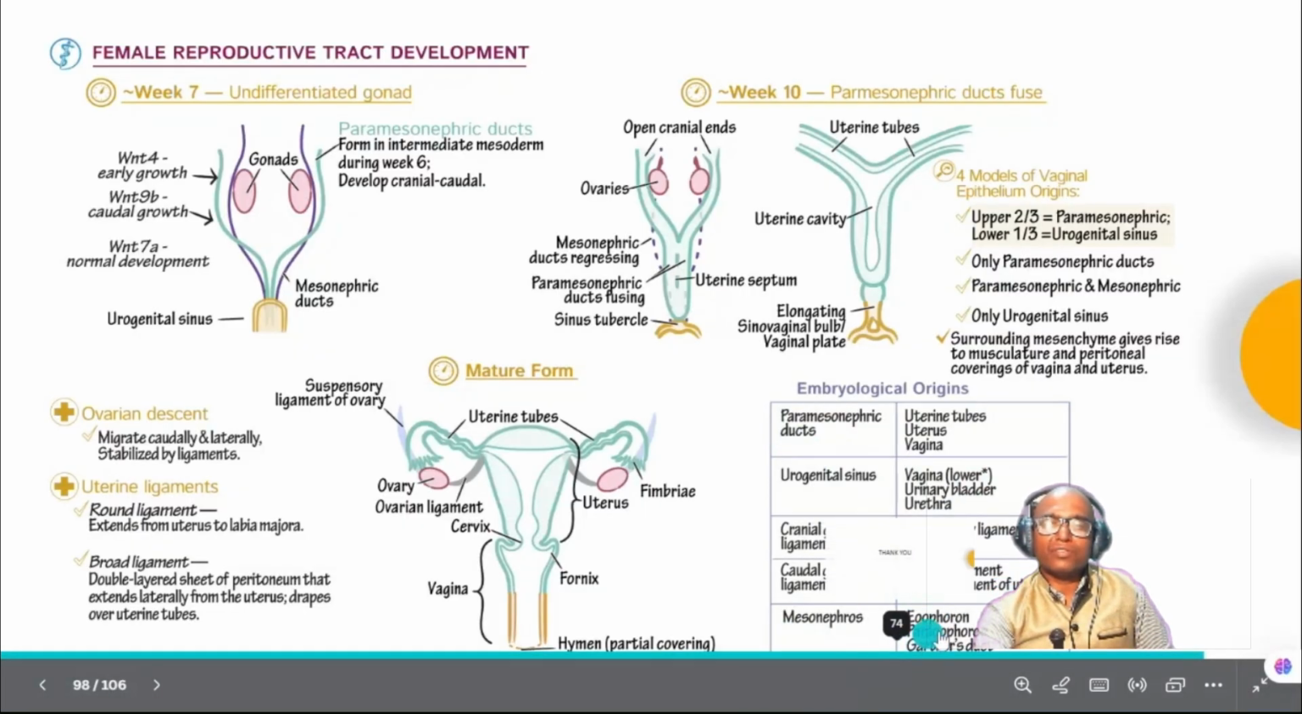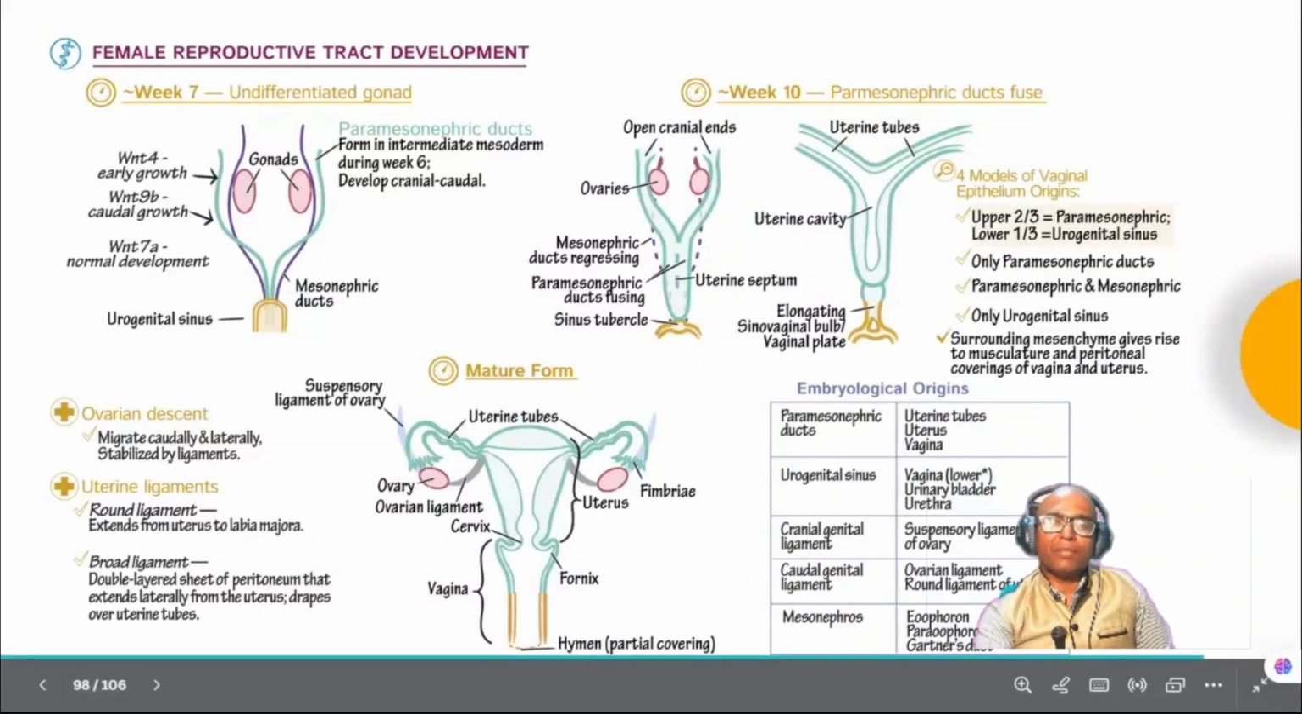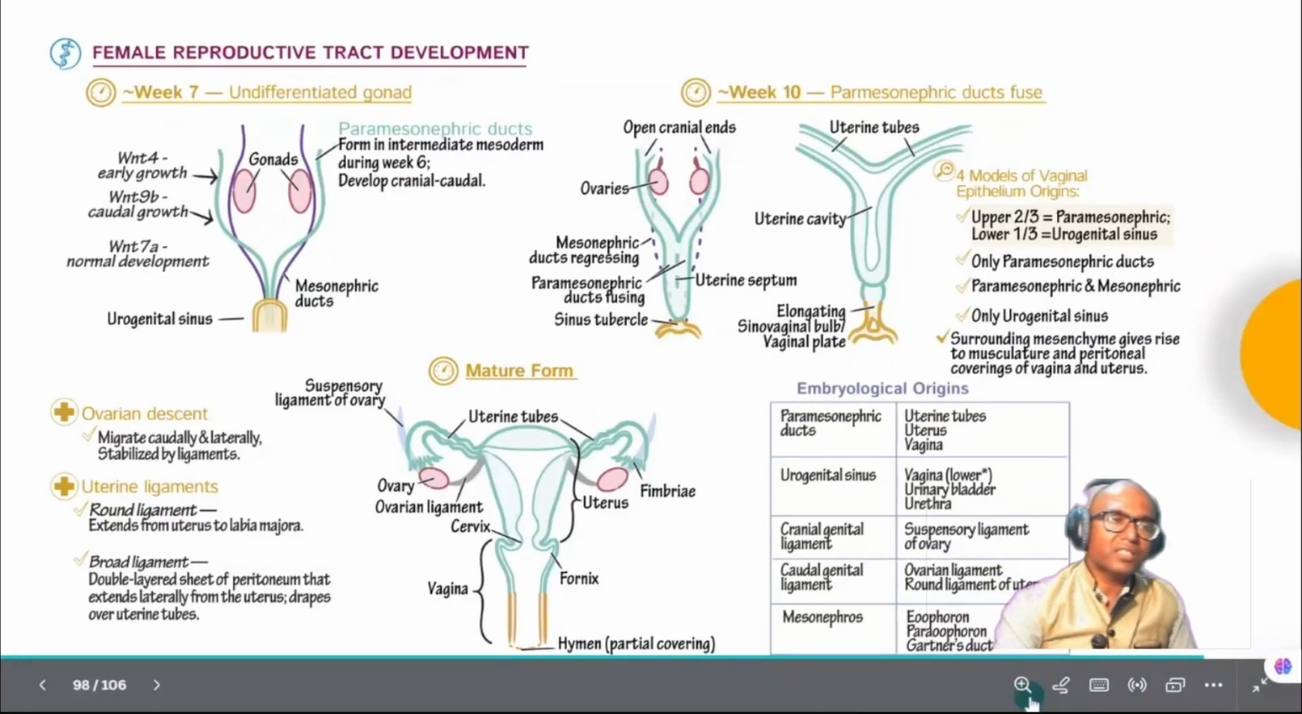And the mesonephros will form the epoophoron, paroophoron, and the Gartner ducts. So these are also the SBs which they are asking about the embryological origin. Okay. So what is the embryological origin of the fallopian tubes? Then they can ask you about the ovarian ligament, round ligament. Okay, so these are the things which you should remember in the development.